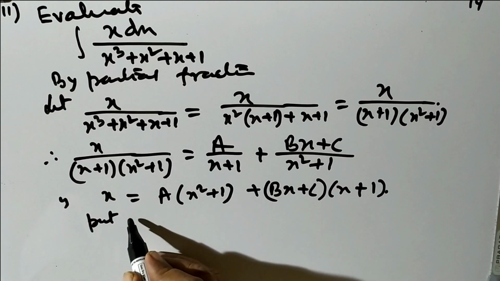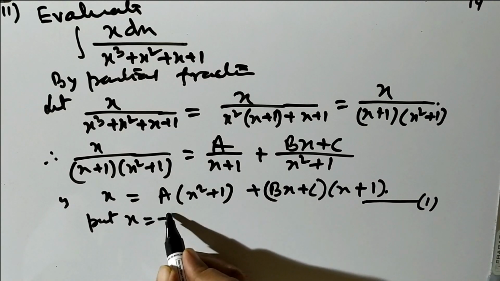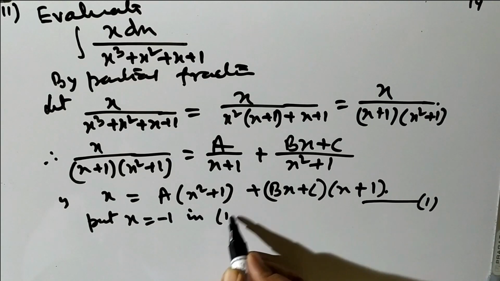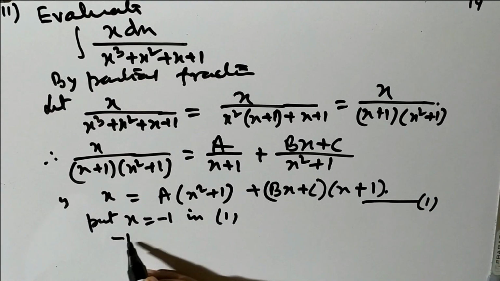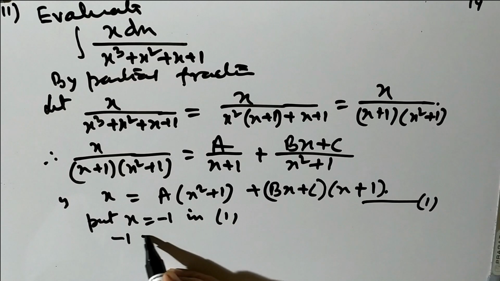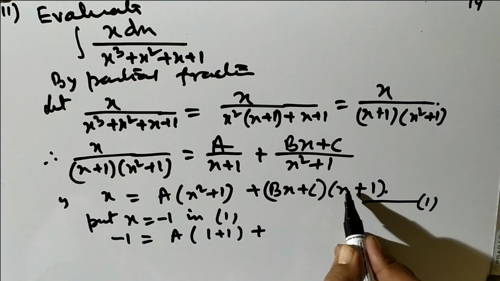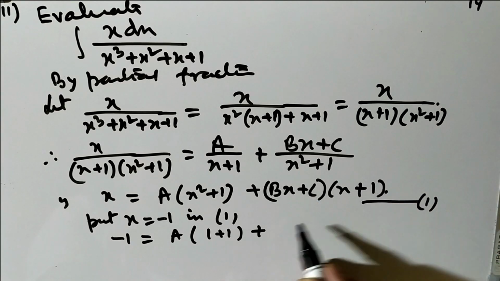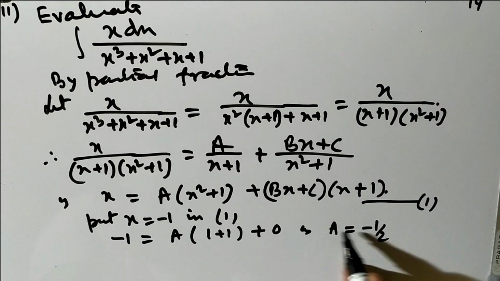Put x equal to minus 1 in 1. x plus 1 is 0, that means put x equal to minus 1 in 1. That means minus 1 equal to a into 1 plus 1 plus minus 1 is 0, that means this term is 0, or a equal to minus half.